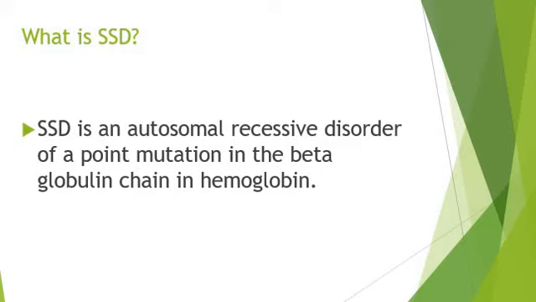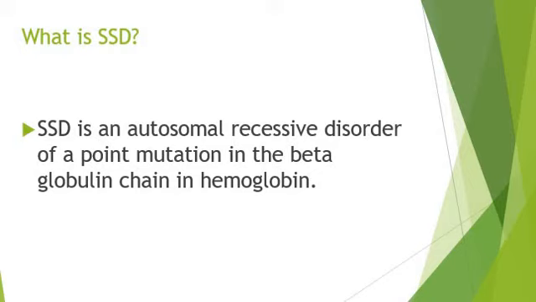Sickle cell disease is an autosomal recessive disorder due to a point mutation in the beta globin chain in the hemoglobin. The name of the disease is based on the appearance of the blood cells, that is sickled, which resembles an agricultural tool. It is a hereditary condition.